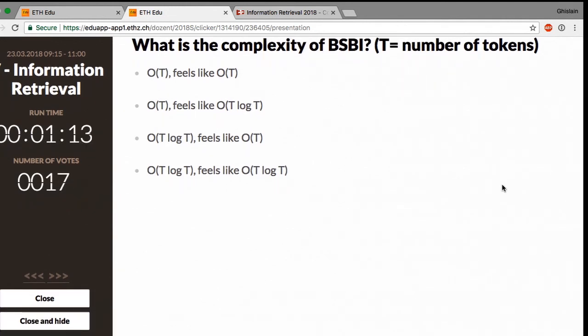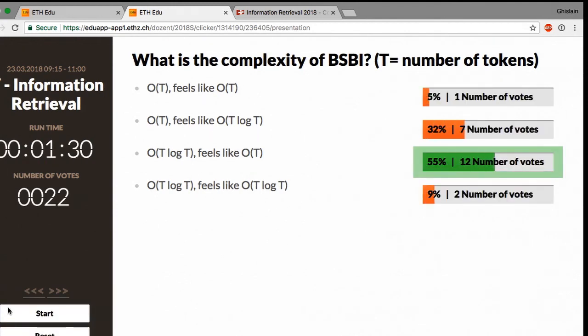BSBI is blocked sort-based indexing. It's just the abbreviation of this. It's the whole idea of sharding and building the standard inverted indices in memory while sorting, and then merging on the disk. So let's see. Very good. Who answered this without looking at the slides? Some of you, very good.